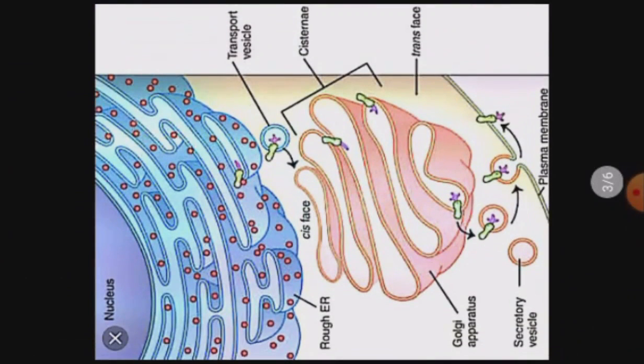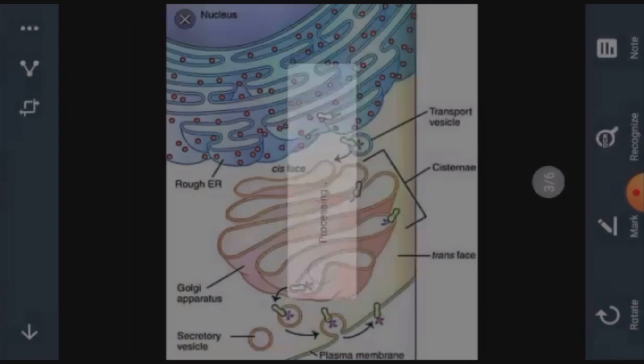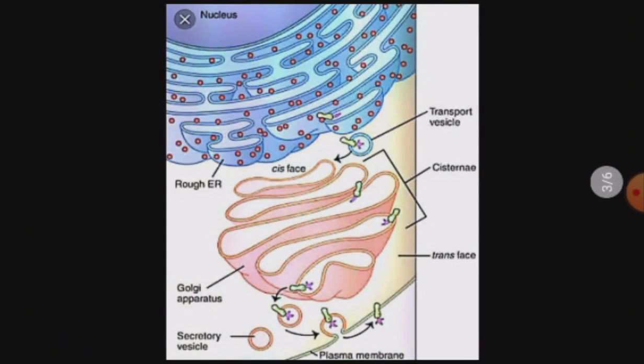Okay, see here, let me rotate. Yes, you see the cis face is receiving the protein through a transport vehicle, that is the vesicle. The cis face receives the protein that is not fully modified, receives it into the cisternae of the cis face, and then it transfers it to the trans face.